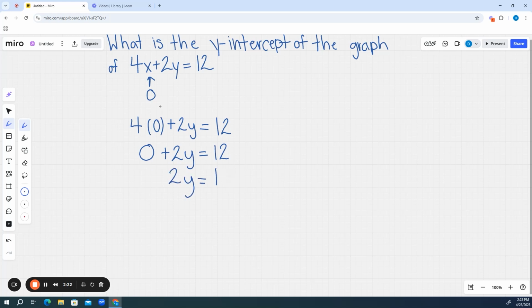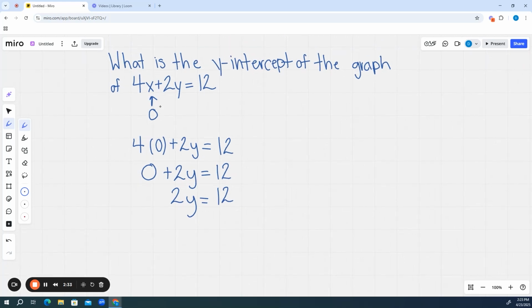Okay. So now we have 2y equals 12. So to finish this off, all we'd have to do is divide both sides by 2. And then we get y equals 6. So that is the y-intercept of this graph.